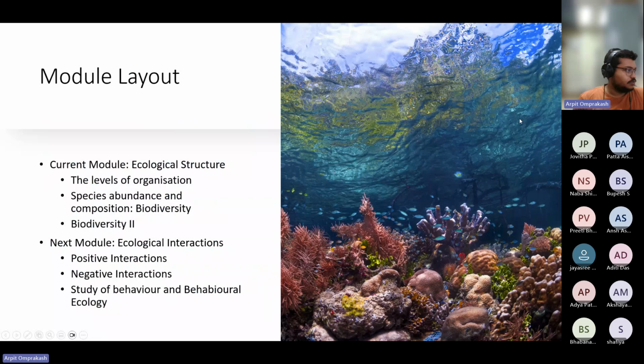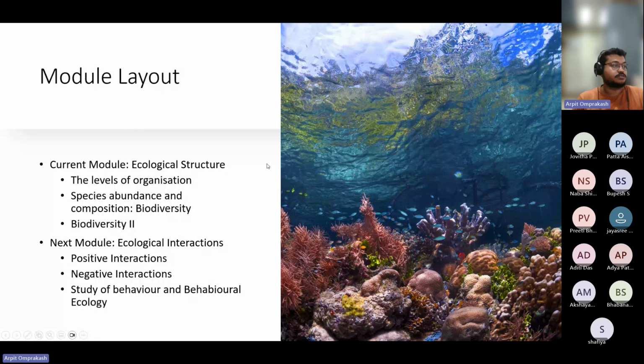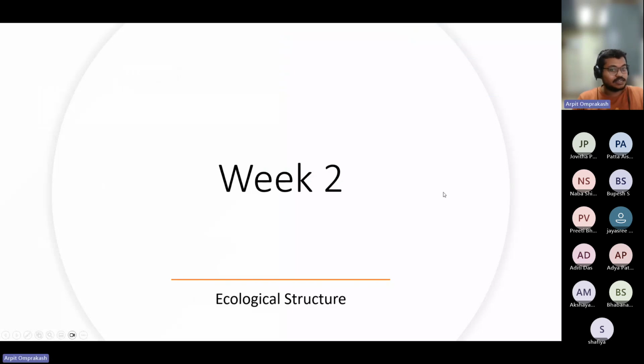So the current module that we'll discuss today is ecological structure, which had three lectures: the levels of organization, species abundance and composition, and another lecture on biodiversity. And in the next module, which is next week, we'll look at ecological interactions. So we'll get started.